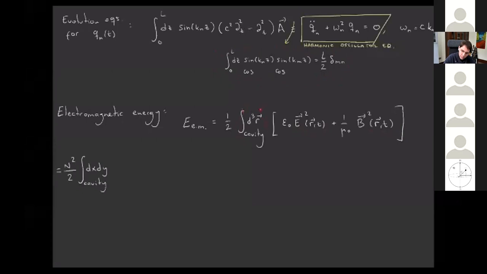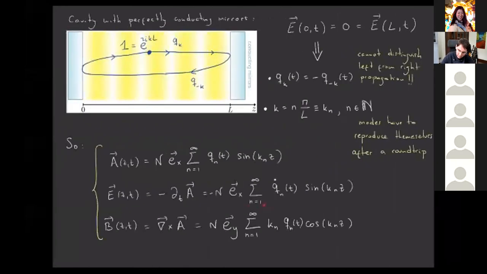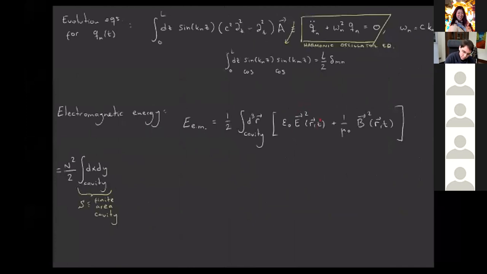So then the integration over x and y just gives you a surface integral, the surface of the cavity. We will just assume that this is a quantity that we call S, which is just the finite area of the cavity. Okay, so then on the other hand, now we have these sums in here. We will have two such sums because we have a square, a sum over m and n from 1 to infinity. And then the integration in the z coordinate from 0 to L, that's the volume of the cavity.